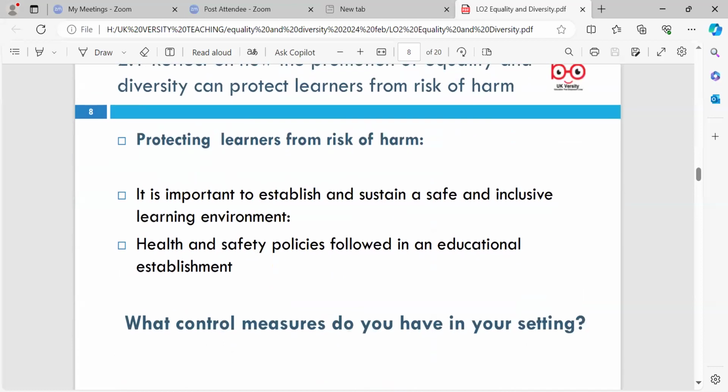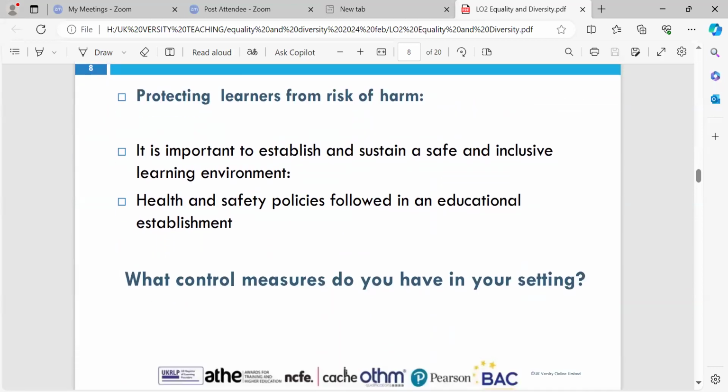Protecting learners from risk of harm. So is it important to sustain a safe and inclusive learning environment? Health and safety policies are really important. When we look at what control measures you have in your setting, can anyone give me an example of what kind of control measures you have in your setting?